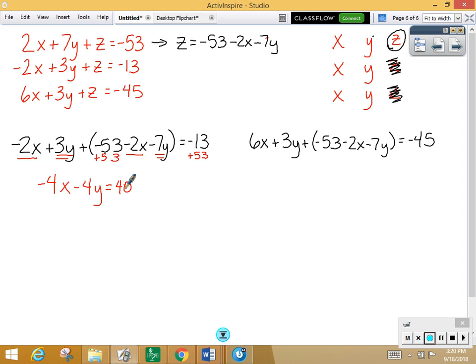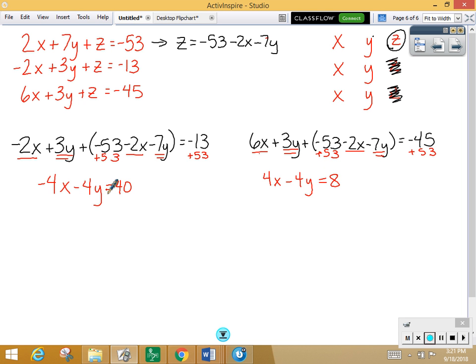And I'll go over here to this side, and I'm going to combine the 6x and the negative 2x. We're going to have 4x. We're going to do the 3y minus the 7y. We're going to have negative 4y. And then we're going to this time add 53 to both sides. And if I add 53 to both sides to get that over here, negative 45 plus 53 is 8.